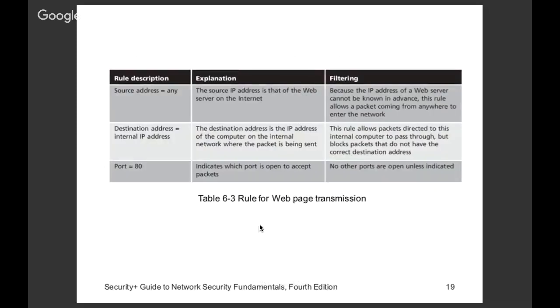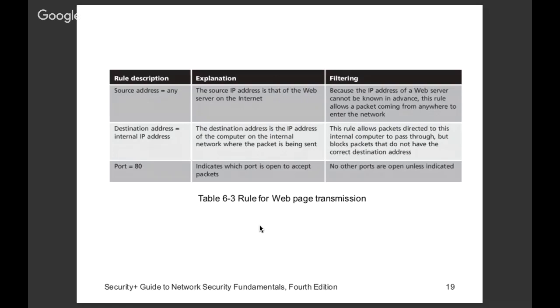So here's an example of a web page rule, okay? Rule description, source address, any. Explanation, the source IP address is that of the web server on the internet. Filtering, because the IP address of the web server cannot be known in advance, this rule allows a packet coming from anywhere to enter the network, meaning allowing web traffic basically to come in.